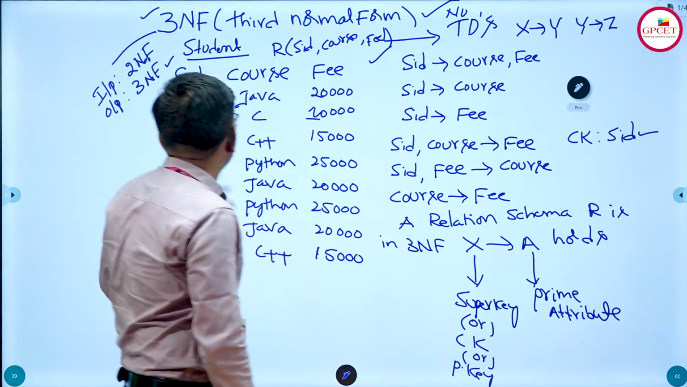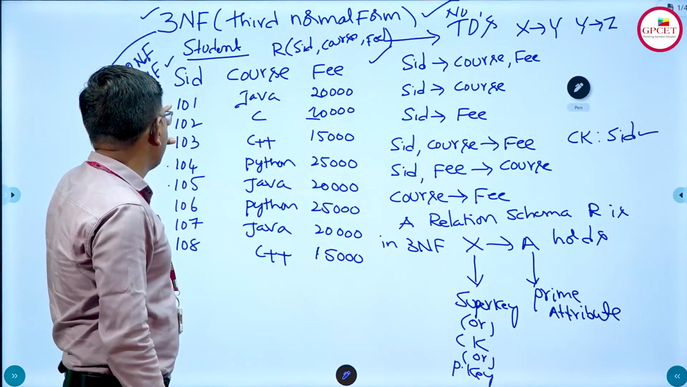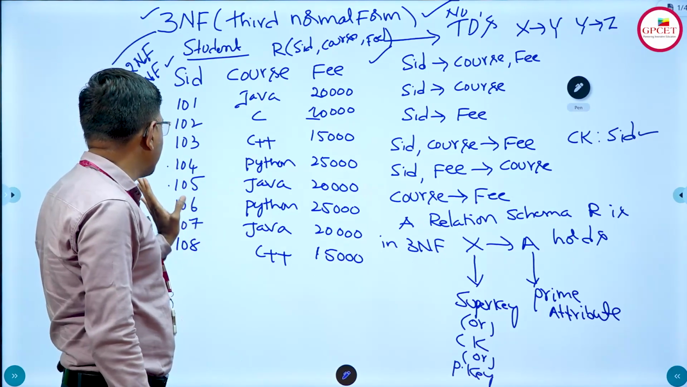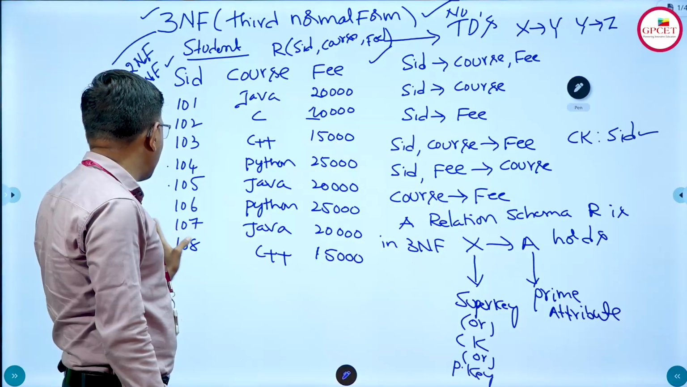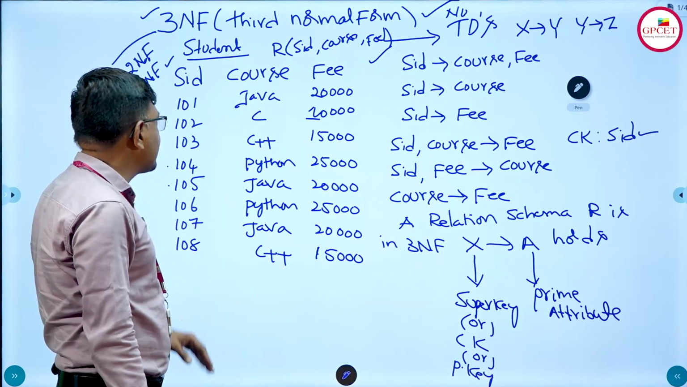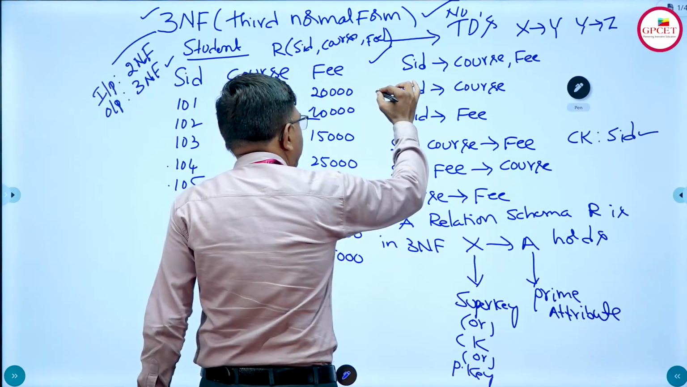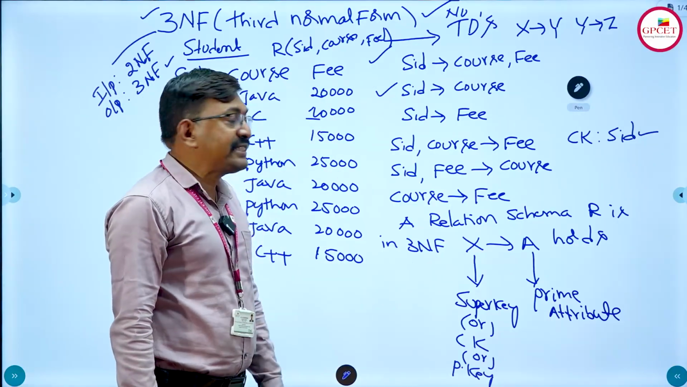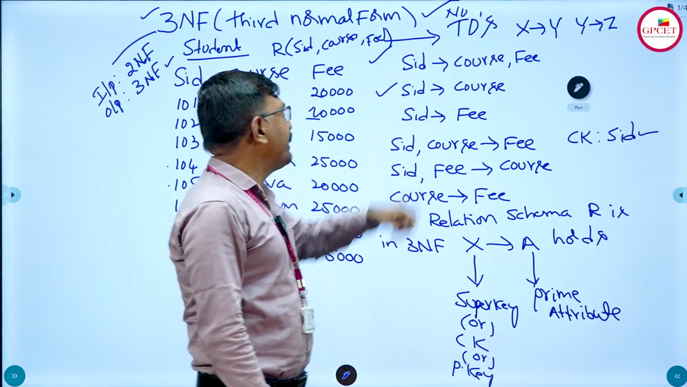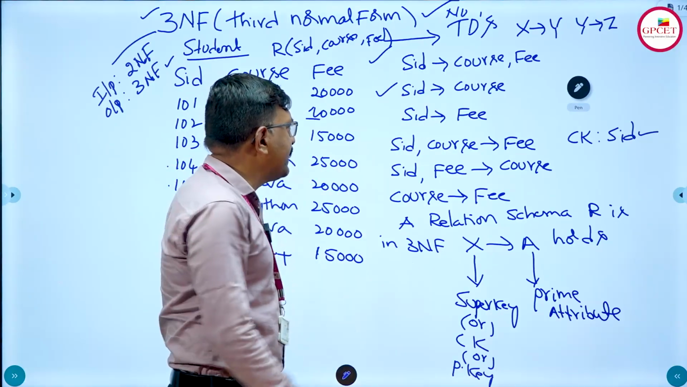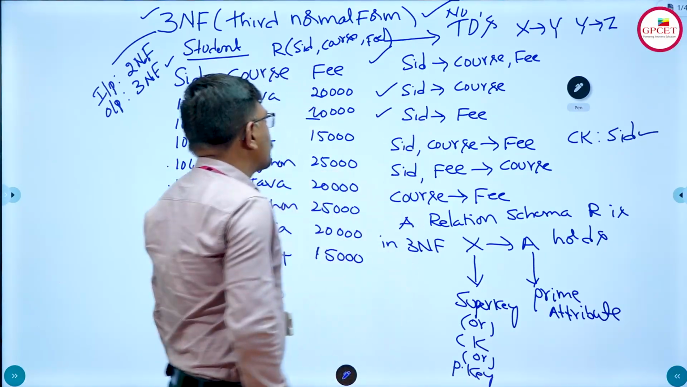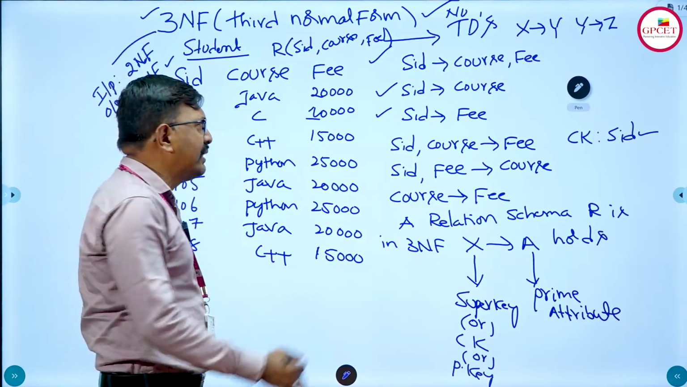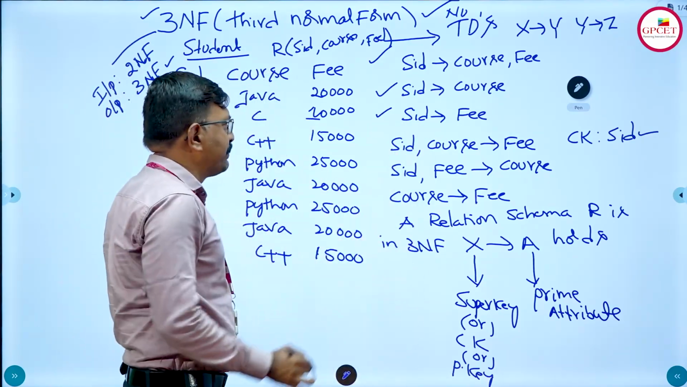SID tends to course. Observe here: 101 Java, 102 C, 103 C++, 104 Python, 105 Java, 106 Python, 107 Java, 108 C++. The functional dependency is satisfied. Course and fee depend on SID. Course depends on SID, and fee depends on student ID. Why? Because student ID is uniquely identified within the entity set. That's why the functional dependency is satisfied.